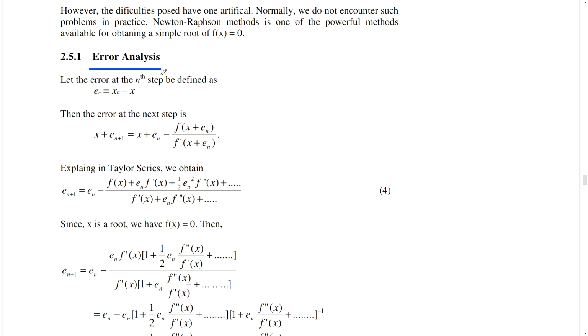Error analysis. Let the error at the nth step be defined as en = xn − x. Then the error at the next step is x + en+1 = x + en − f(x + en) / f'(x + en). Expanding in Taylor series, we obtain en+1 = en − [f(x) + en f'(x) + ½ en² f''(x) + ...] / [f'(x) + en f''(x) + ...]. Since x is a root, we have f(x) = 0.